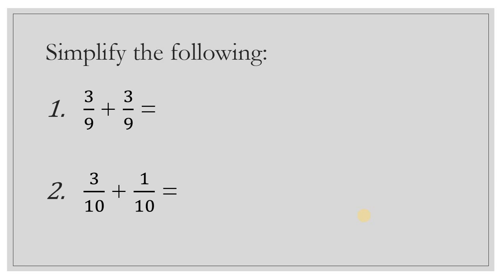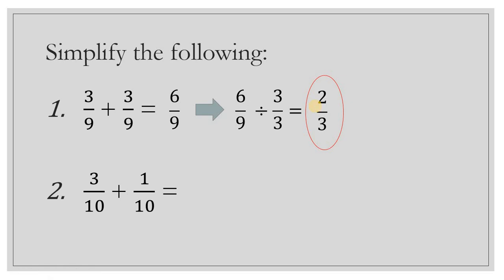Okay. So, for number 1, 3/9 plus 3/9. So, this will be 6 over 9. So, we have to reduce this to lowest term. This will be 6 over 9 divided by 3 over 3 because 3 is the greatest factor of 6 and 9. So, the final answer here is 2/3. Okay? So, I hope nakuha nyo yung tamang sagot.